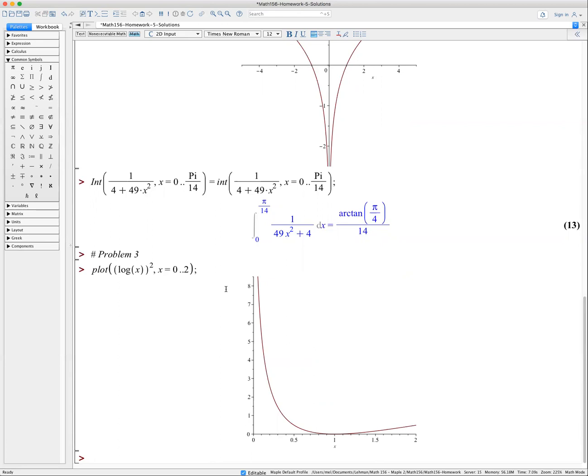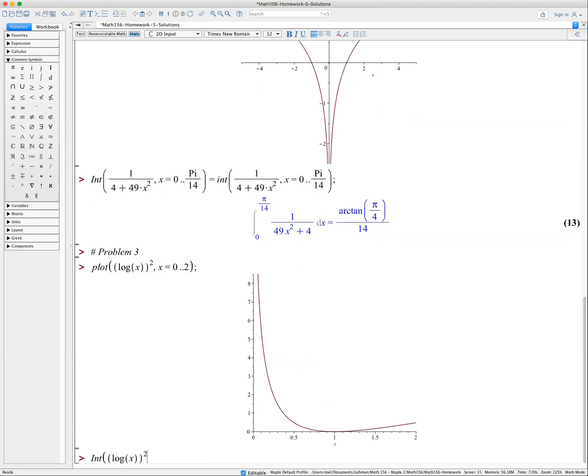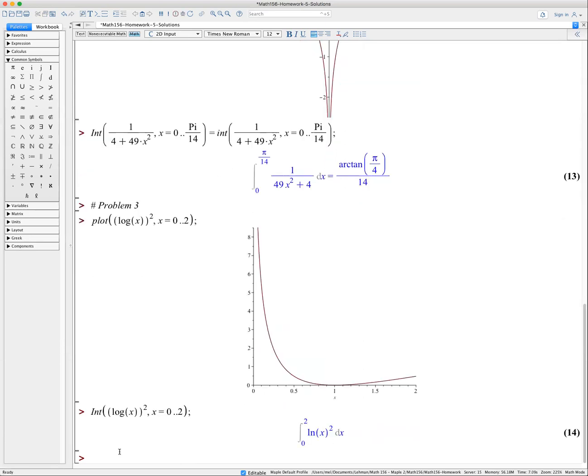And if I want to find the area under the curve, that's the integral of log of x squared. Let me make it from 0 to 2. So that is what? And that's the answer. You want to know what that is? That's a decimal.